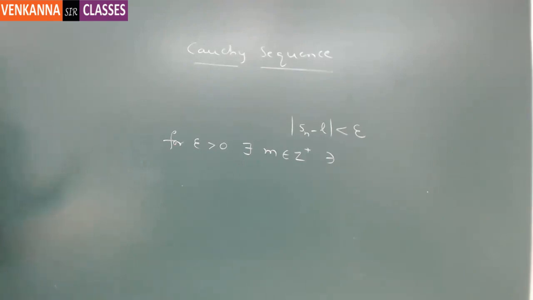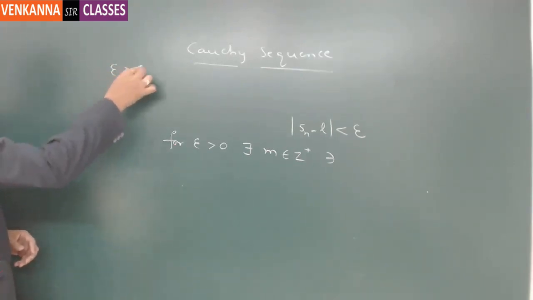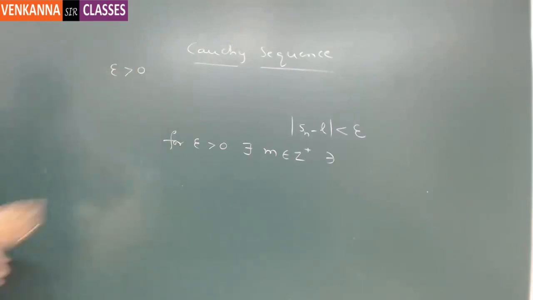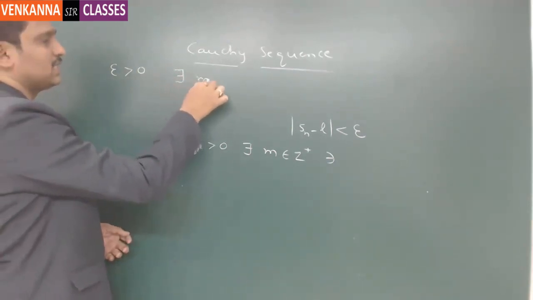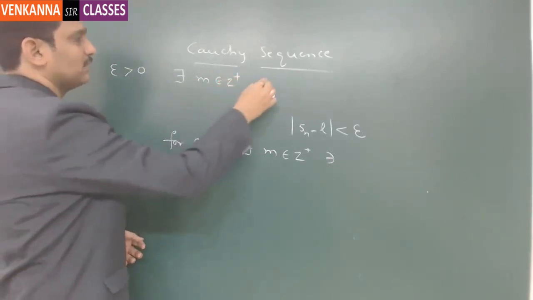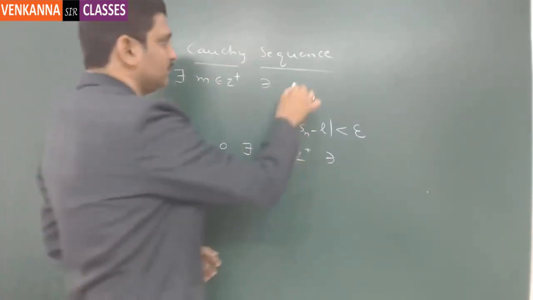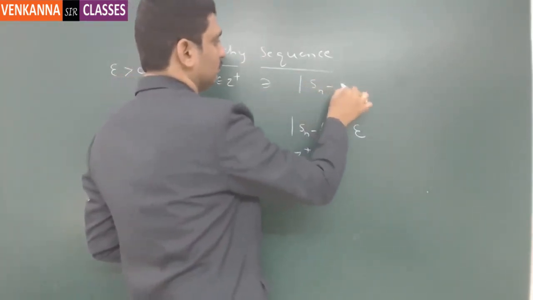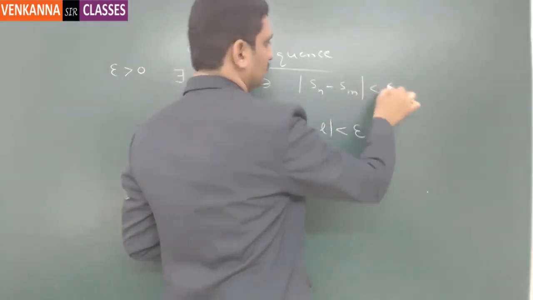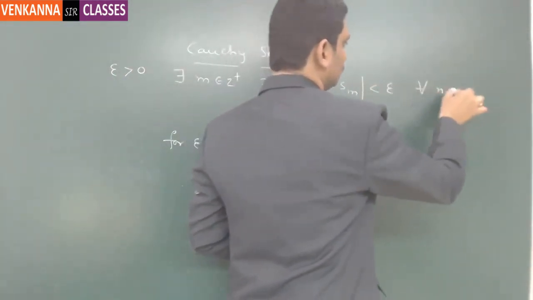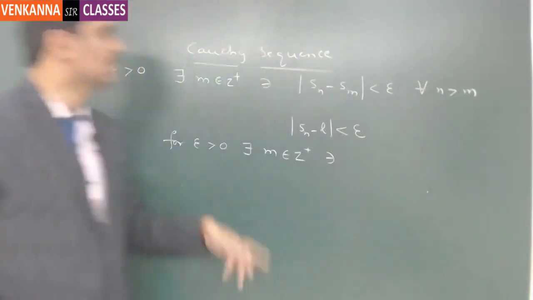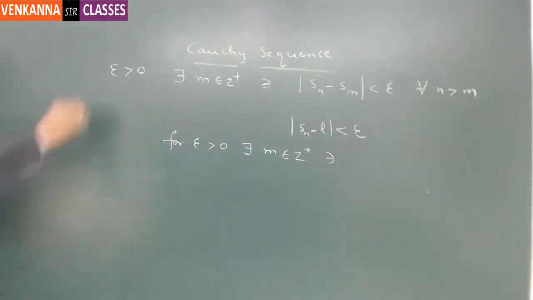So for Cauchy's sequence, we define that for epsilon greater than 0, there exists m belongs to Z plus such that, this is the definition of Cauchy's sequence. You can have a similar definition for Cauchy's sequence.